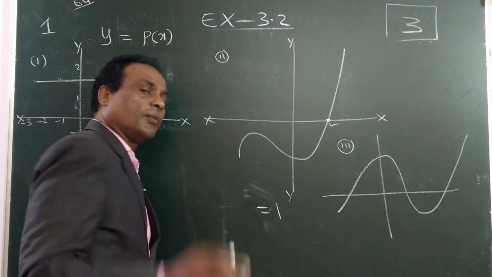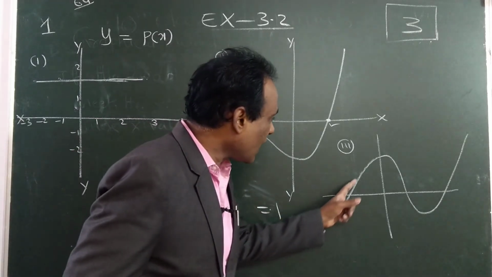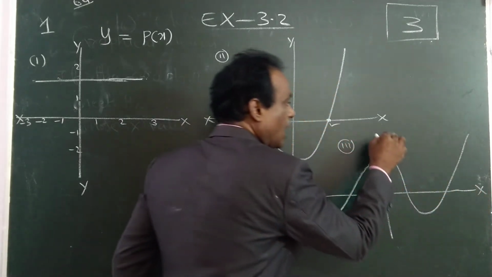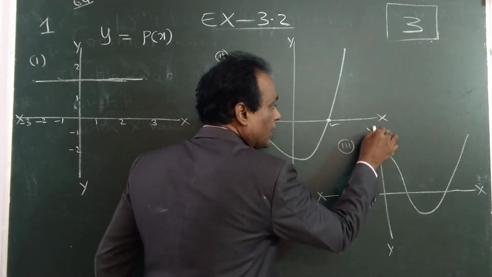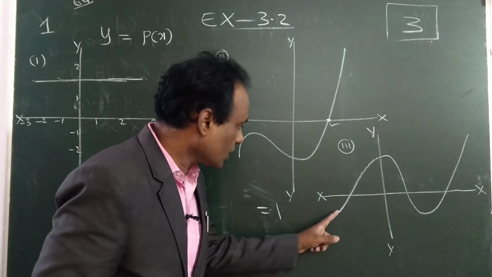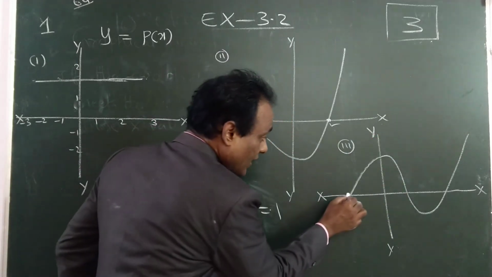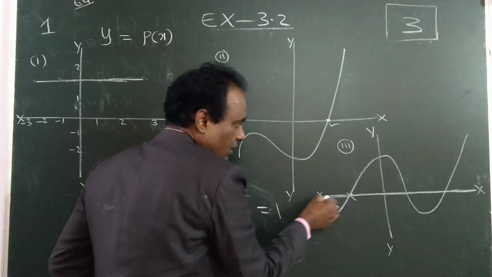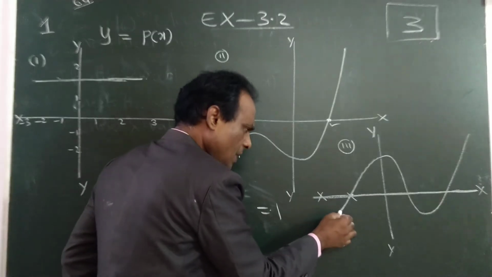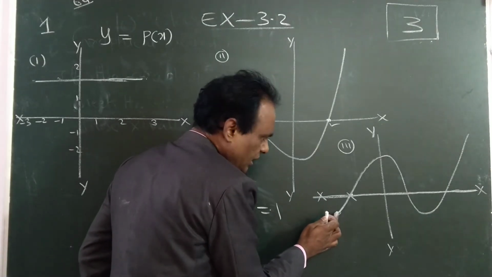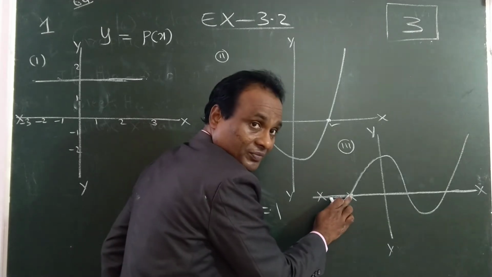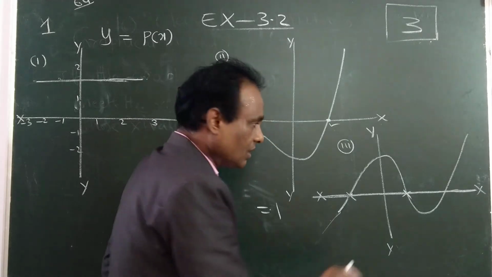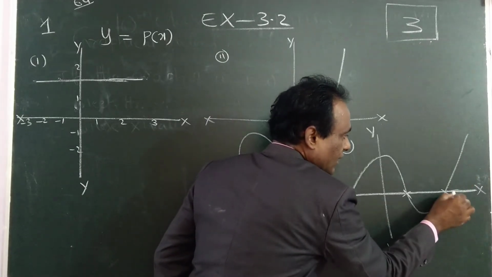Don't write. Suppose in this graph, it is cutting the x-axis, not the y-axis, only the x-axis. At how many points is it cutting the x-axis? So the graph started here. This is the x-axis. Maybe it continued, but in the textbook it started from here. It is cutting the x-axis here, gone here and again cutting the x-axis here, again gone here, cutting the x-axis here.